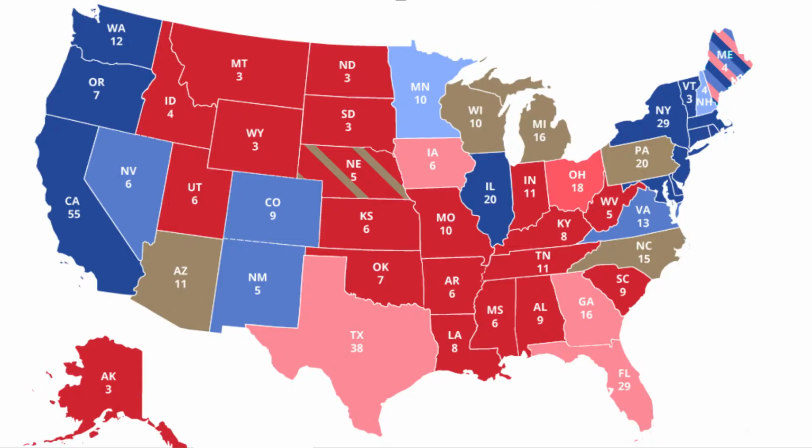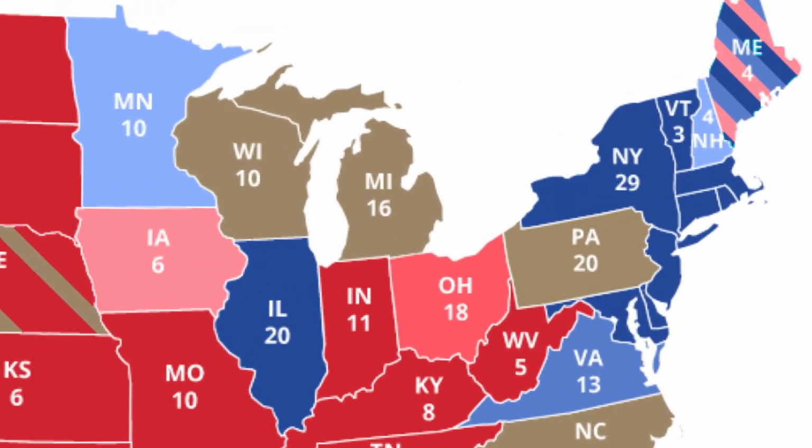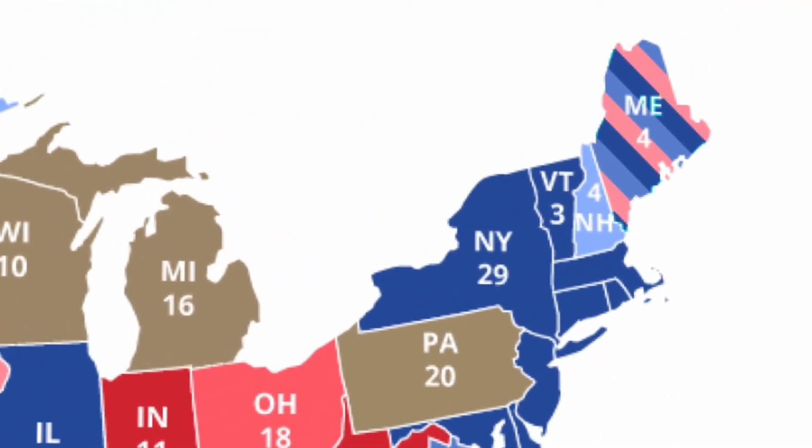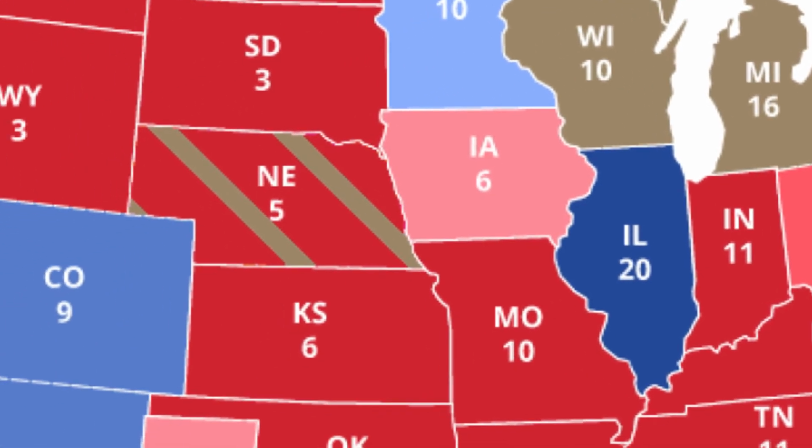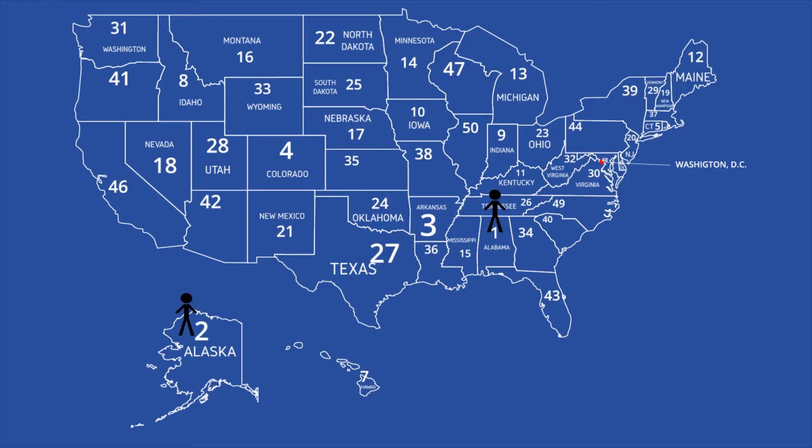Maine and Nebraska both have a district system. 2 at-large electors represent whichever candidate won the state as a whole, and 1 elector represents the winner of each congressional district. Electors are chosen before the election by the parties they represent.